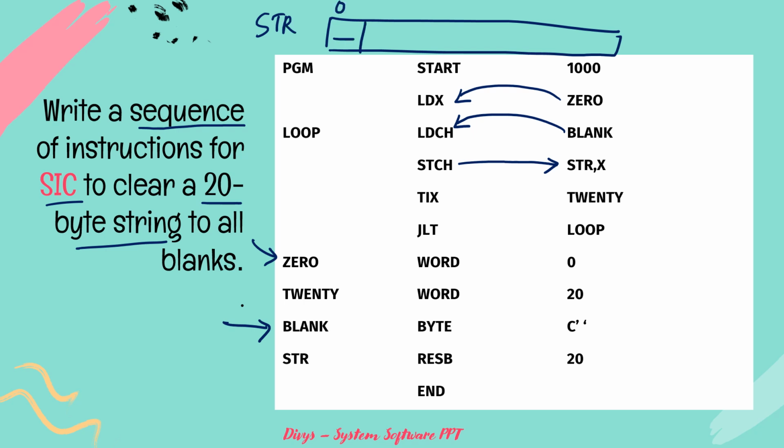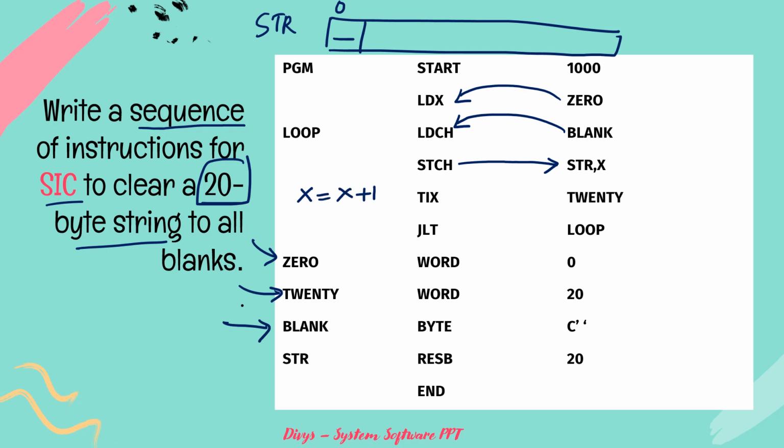Next what we have to do is we need to use the TIX instruction and we have to compare with 20, that is the size of the string. So we have defined 20 to be the integer 20. And what this TIX will do is it will increment X. X is equal to X plus 1.